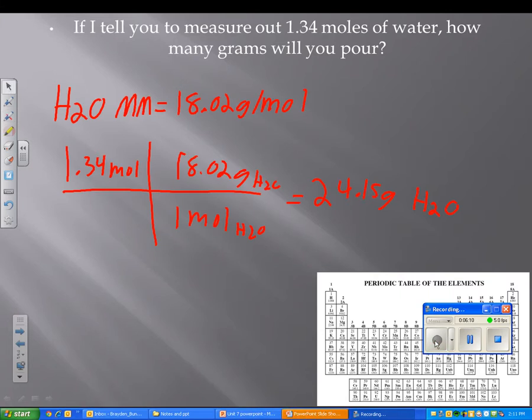All right, welcome back. This is how you should have solved it. The given, 1.34 moles, should have gone in the top left box. The destination this time was grams, so you make sure you didn't switch it on the right side of your train track. You should have gotten 24.15 grams. If we wanted to use sig figs, we would have gone with 24.2 grams of H2O with significant figures.